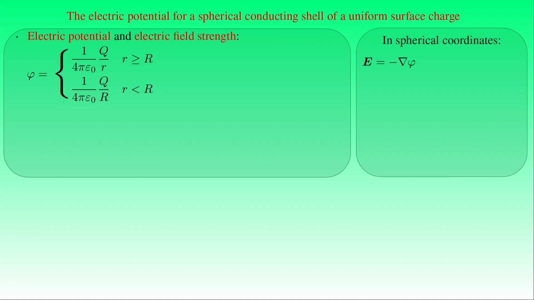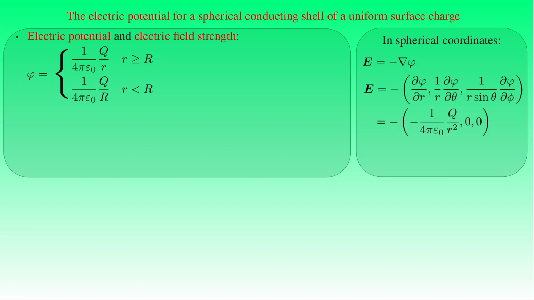If we write the gradient of the scalar function phi in spherical coordinates, then we immediately see that the polar and azimuthal components of the gradient vector vanish due to the radial symmetry of the potential. The electric field strength E at a given point has the magnitude of 1 over 4 pi times epsilon naught, times the total charge Q of the shell divided by the square of the distance r between the origin and the point, and points in the radial direction.